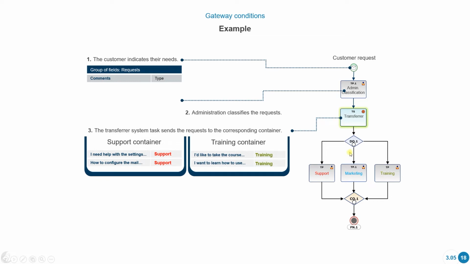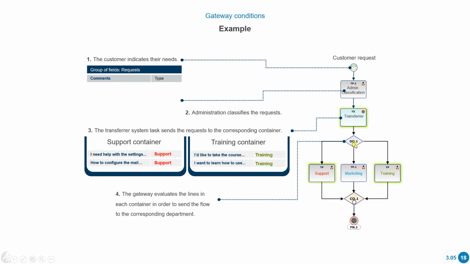Now, we can use these containers in the conditions of a gateway. So based on this gateway and its conditions, we can redirect the flow to different tasks depending on the content of the containers. For example, here the gateway is going to evaluate all the lines of the different containers in order to send the flow to support, marketing, or training. And in this scenario, since there's only content in the container support and in the container training, it's going to activate these 2 tasks, but it's not going to activate the marketing task. Okay?